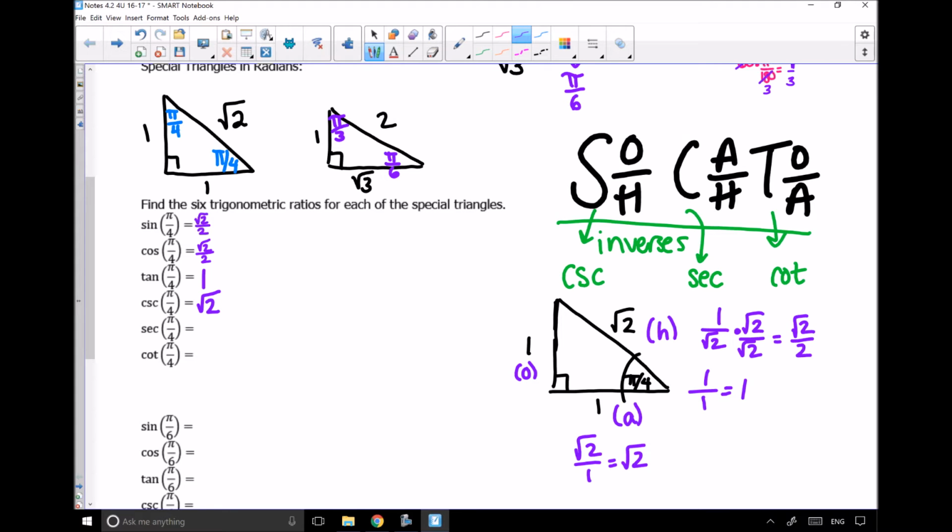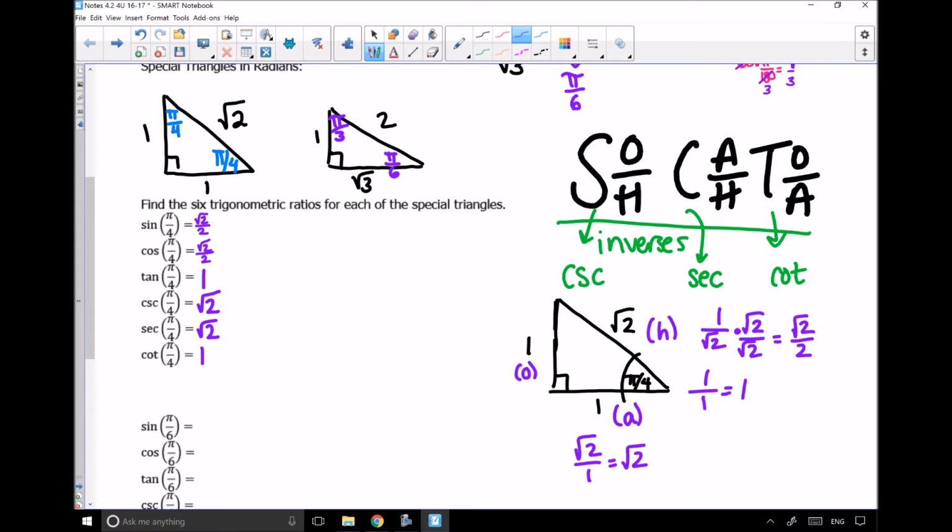Okay, to find the secant, I'm going to do hypotenuse over adjacent. I'm going to do the inverse. Well, the hypotenuse is root 2. The adjacent is 1, so it's root 2 over 1 again, so I get root 2. Okay, and then lastly, I need to do the cotangent, which is adjacent over opposite, because I'm just doing the inverse of what tangent is. So again, the adjacent is 1 over 1, so I just end up getting 1.